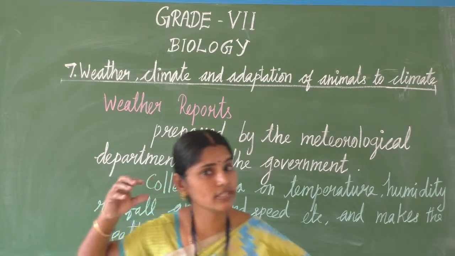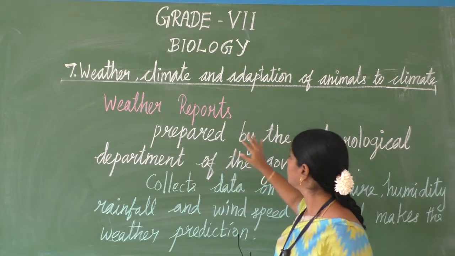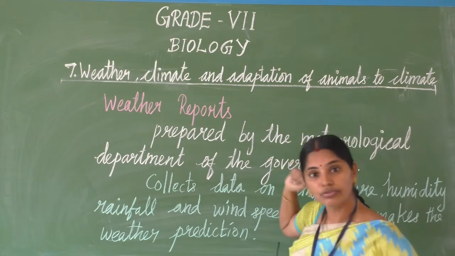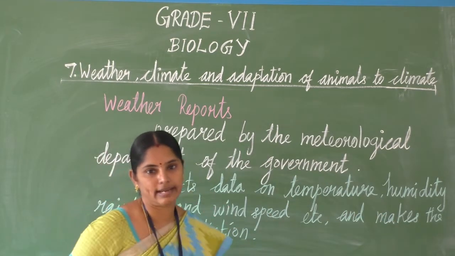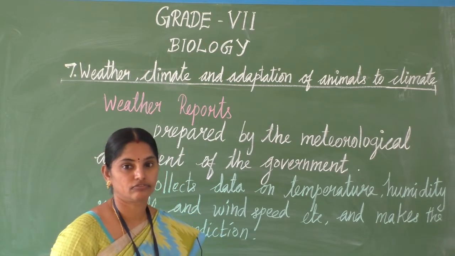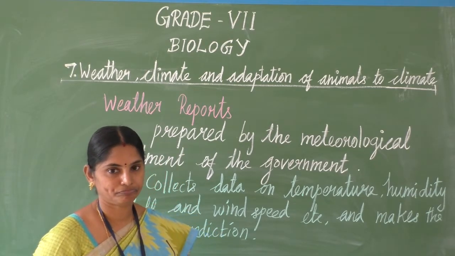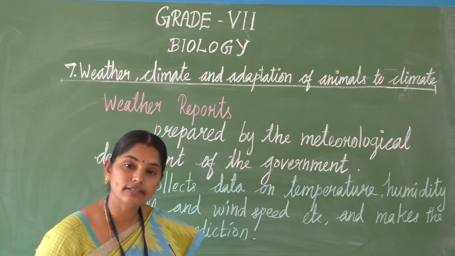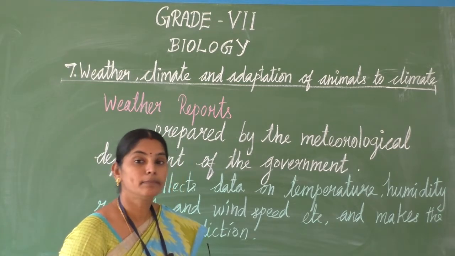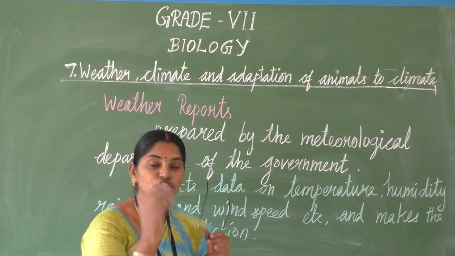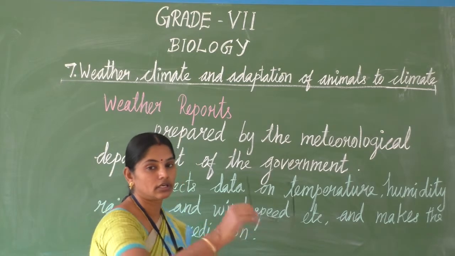Then how are we receiving the weather report? How are they collecting the data? From the satellites. Many weather satellites are there. Among them, Oceansat is an important weather satellite which gives information about weather.